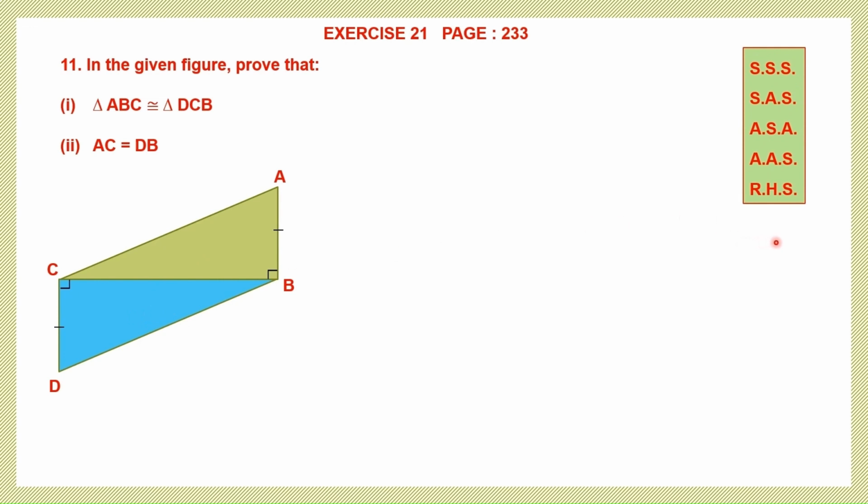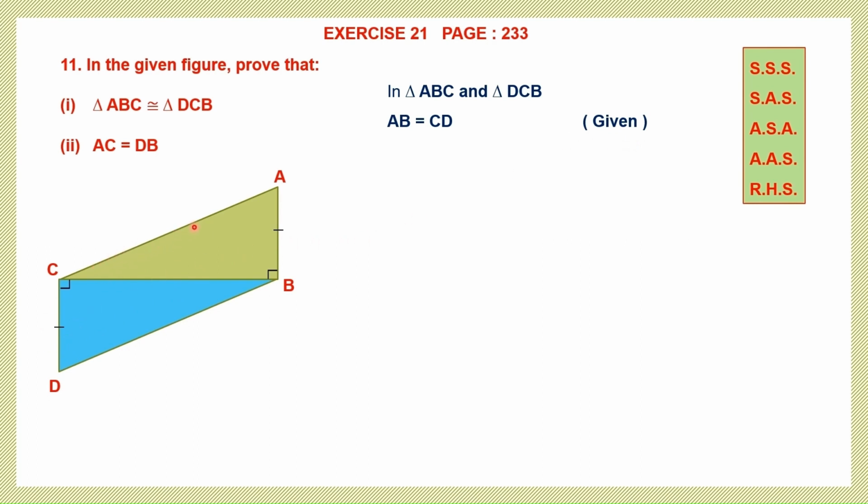And now remember these 5 axioms or conditions of congruency. We're going to use one of these to prove that these two triangles are congruent. Let's see which one we can use. So let's begin by saying in triangle ABC and triangle DCB, let's see what is already given to us. AB is equal to CD. Can you see that? AB has a single stroke and CD has a single stroke. That means these two sides are equal. This is already given to us. So one side is already given to us.